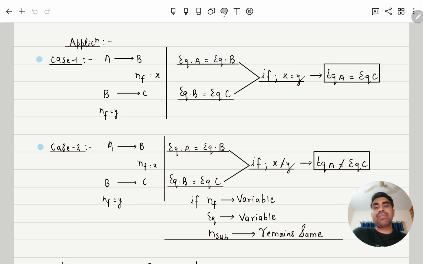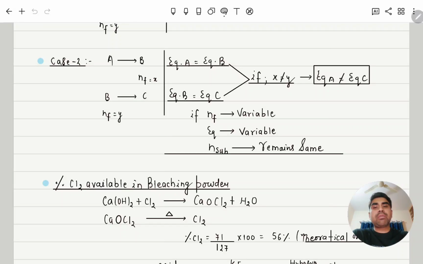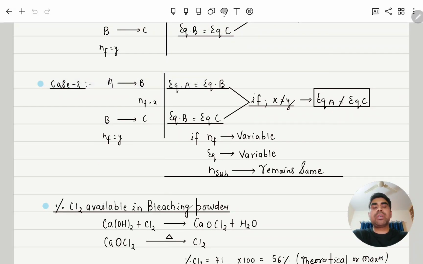Clear? But if the n factor of x and y is not the same, we cannot say the equivalence of A is equal to C. Clear? Sir, the n factor of y, this substance, will be different. Yes, the n factor for the same element or substance will be different in different reactions. So if the n factor is different, the equivalent weight will also be different. So we cannot apply equivalence, meaning the equivalence of B and B cannot be nullified here.